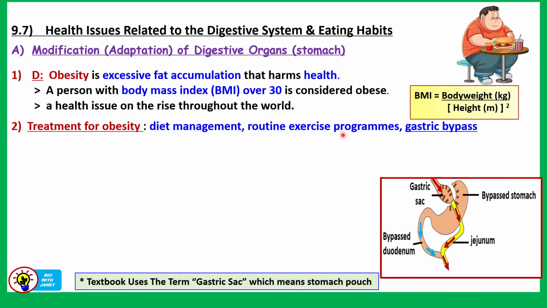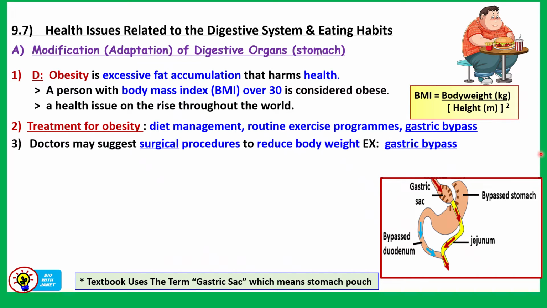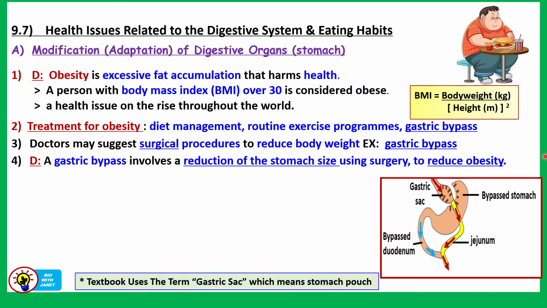So secondly, routine exercise programs, get the person to exercise more, okay, per day. And then if all else fails, there's the gastric bypass surgery that can be carried out to reduce the weight of the obese person. So specialist doctors may suggest surgical procedures to reduce body weight, such as the gastric bypass.